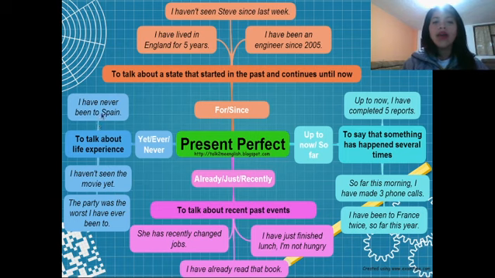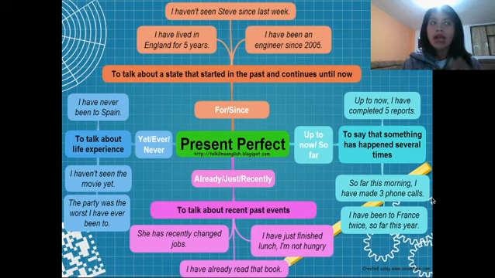I have never been to Spain. No he estado nunca en España. And as you can notice, we use expressions like never, yet, and ever, right? And also we use present perfect to say that something has happened several times. También usamos el presente perfecto para hablar de acciones que han pasado algunas veces. For example, so far this morning I have made 3 phone calls. En esta mañana ya he hecho 3 llamadas de teléfono.